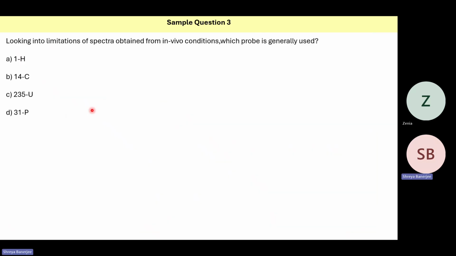The next question is asking, looking into the limitations of spectra obtained from in vivo conditions, which probe is generally used?